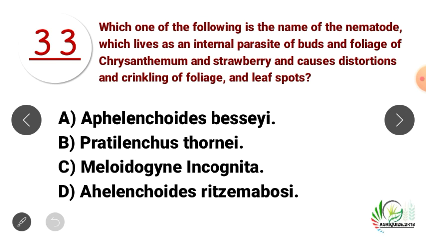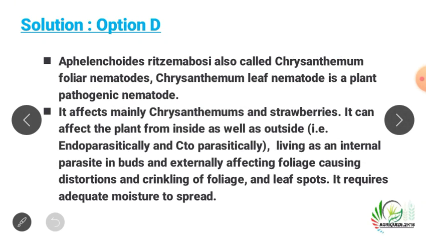Question number 33. Which of the following is the name of the nematode which lives as an internal parasite of buds and foliage of chrysanthemum and strawberry and causes distortion and crinkling of foliage and leaf spot? Your option D is correct. You can read further information about this nematode.